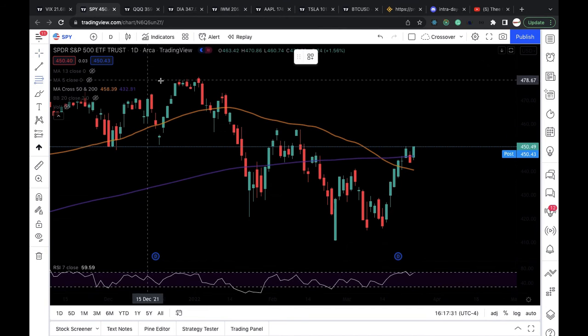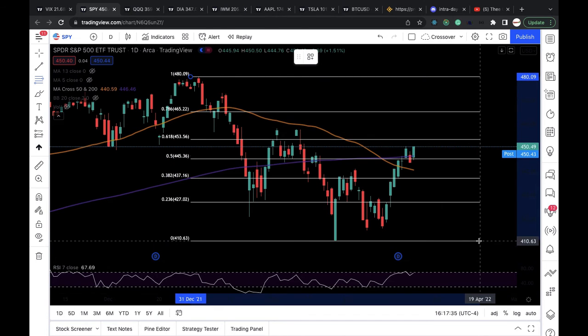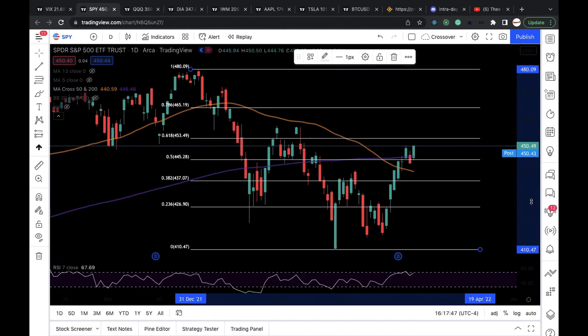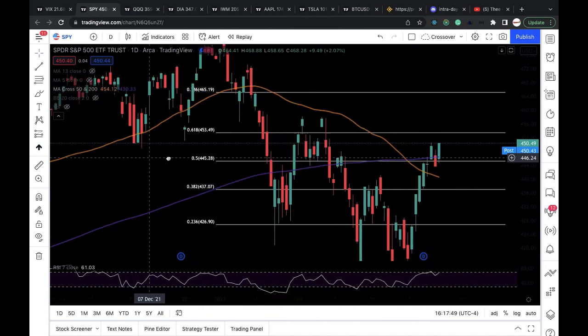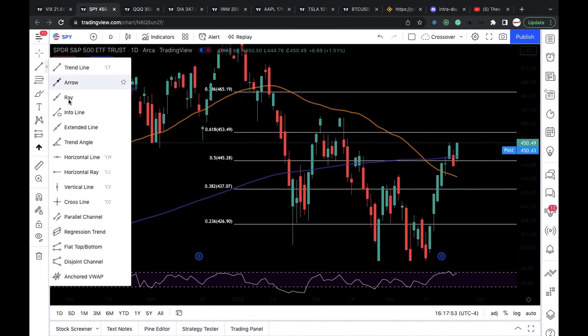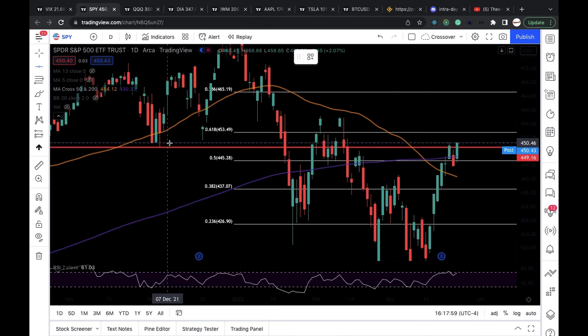Okay, so here's my fib levels. Very important we watch this. Also, we recaptured and treated that 50% retracement level as support. That's clear that we recaptured that. The next level we need to watch out for is 449 to 450. We cleared that today, but I still want to add that level in here just so we note it.